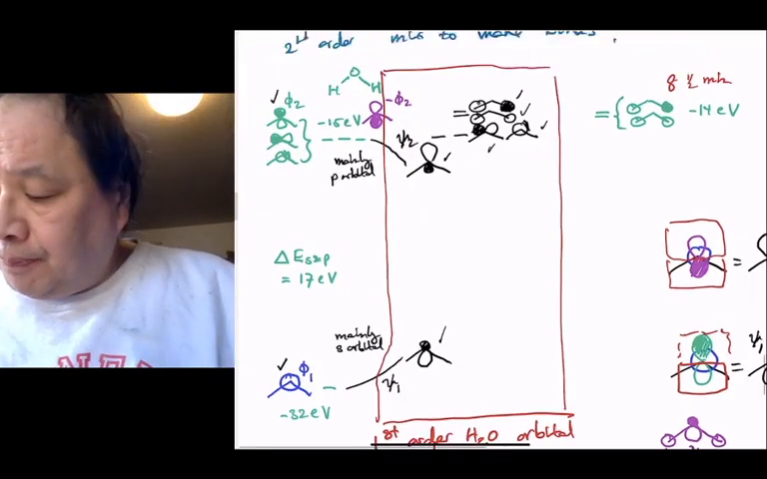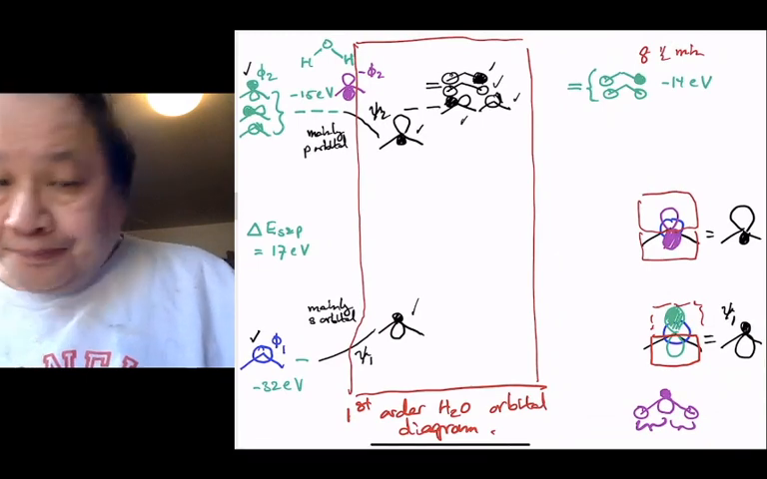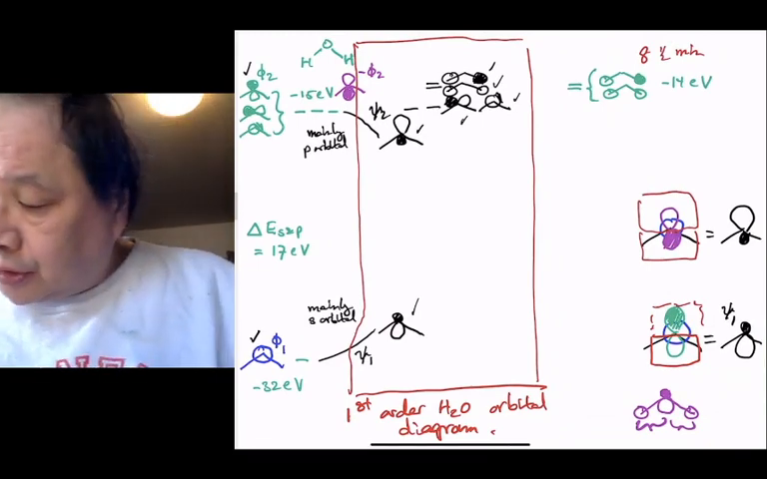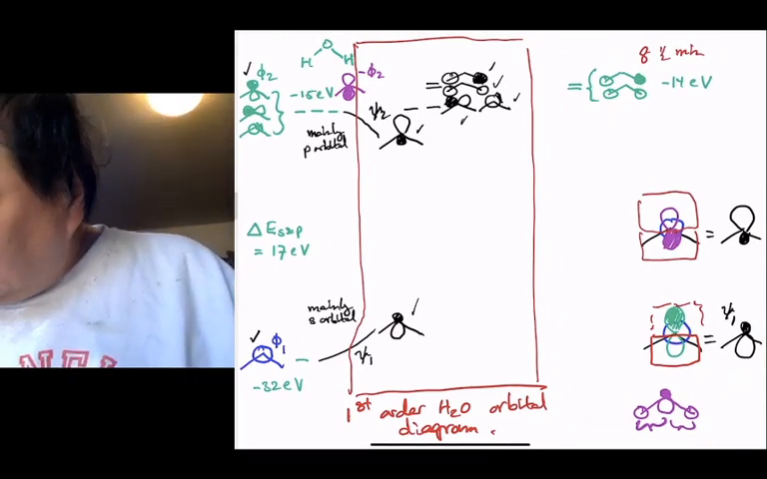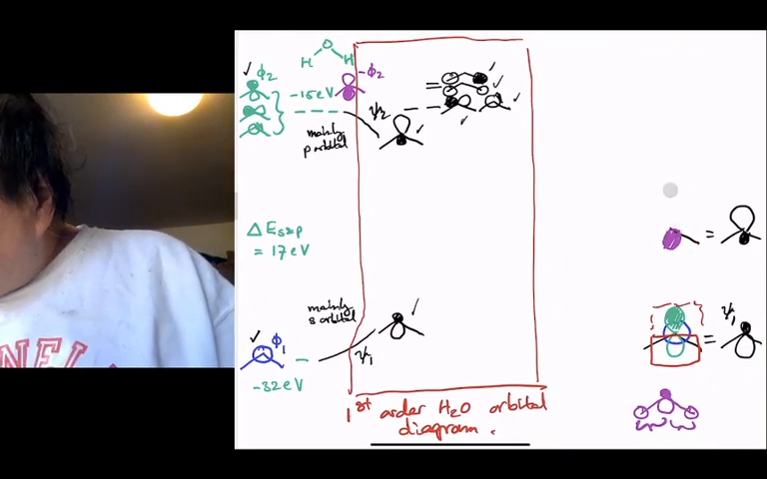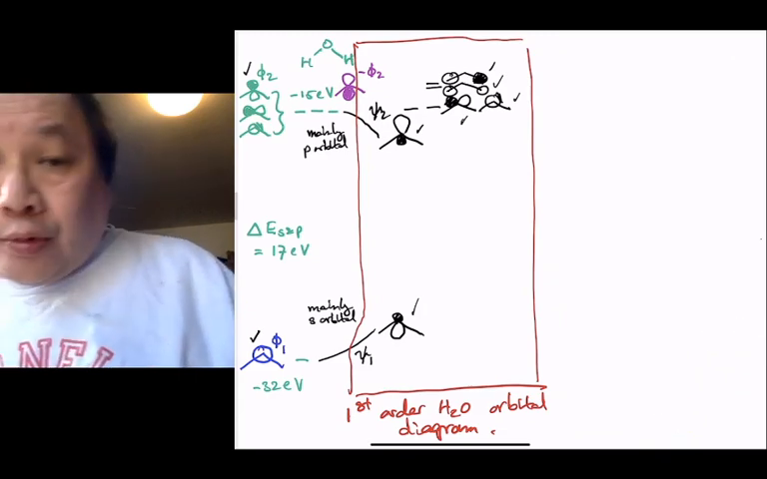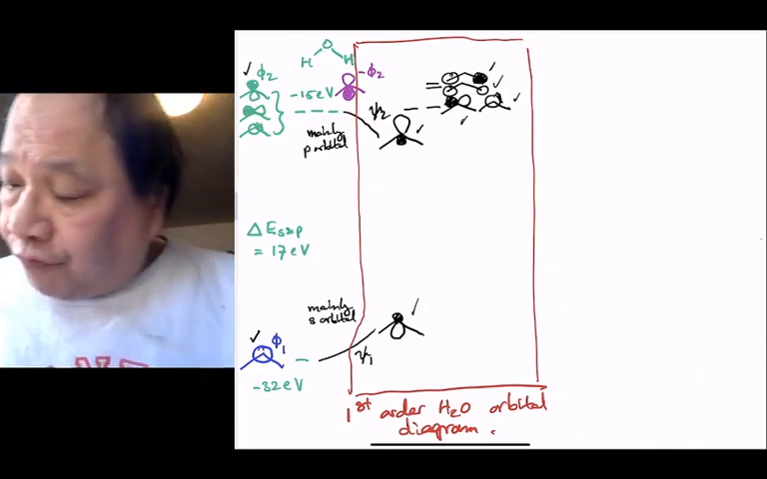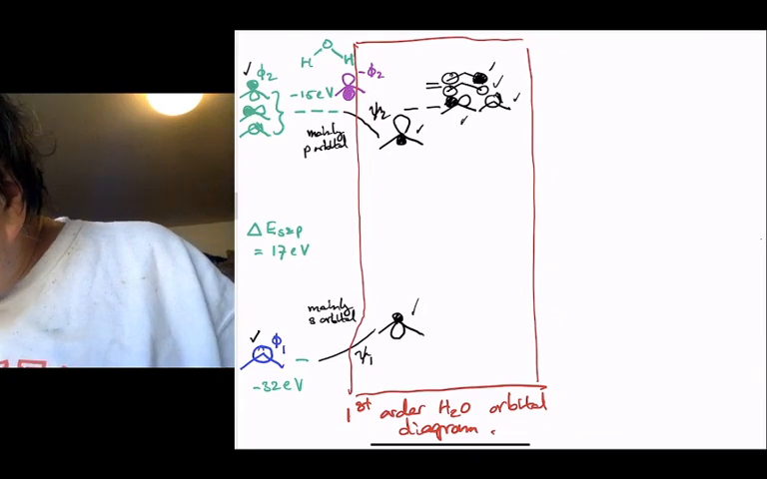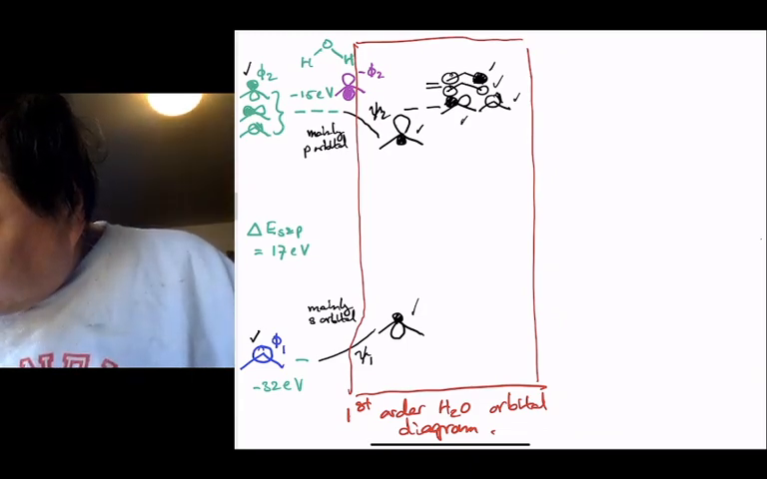In the last clip, we succeeded in making the first order diagram, and now we will construct the second order diagram. What we're going to do first, remember, is that the second order diagram is always made from mixing the first order diagram mixed orbitals.